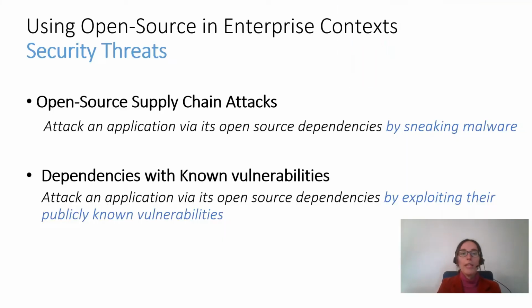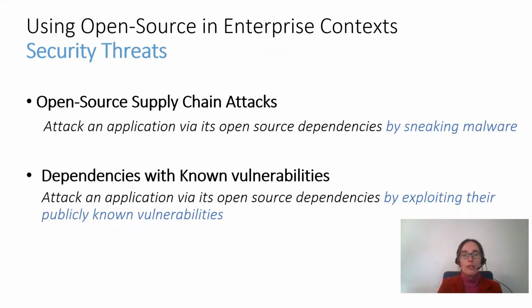So the two main threats in this context are open source supply chain attacks and dependencies with known vulnerabilities. In both cases, the goal is to attack an application via its open source dependencies. But in the one case, this is done by sneaking in some malware, whereas in the other case, this is done by exploiting publicly known vulnerabilities, which result from some bugs that a benign developer may have accidentally introduced.